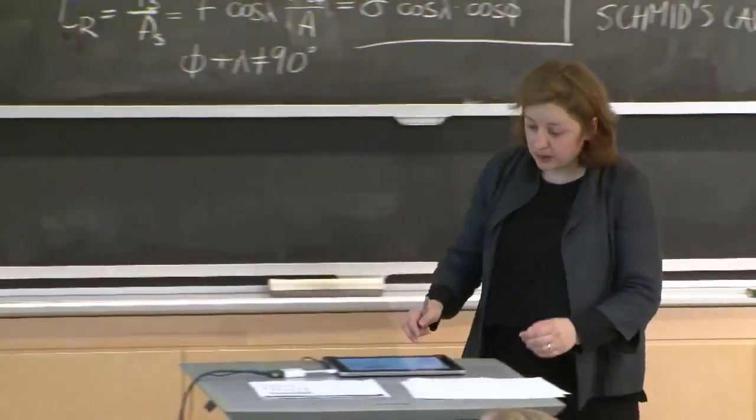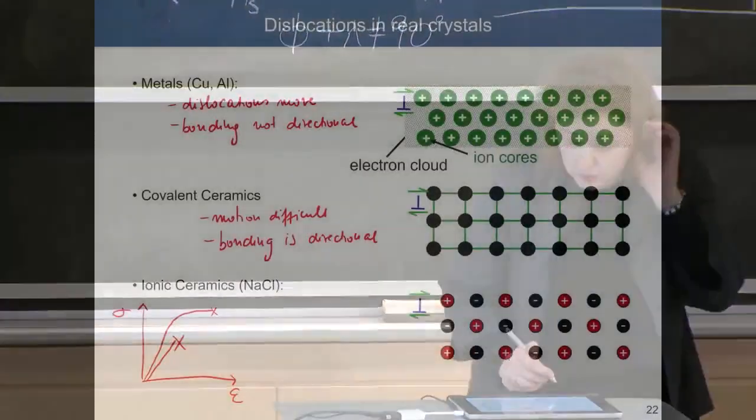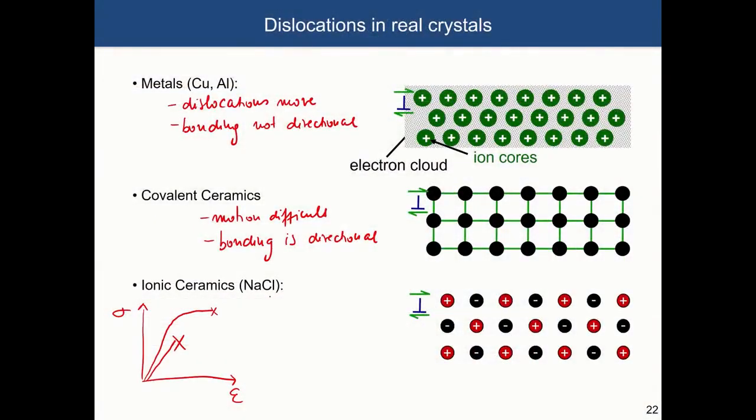Finally, the ionic crystals, in addition to directional bonding, also have charge effects. So, for example, for dislocations to move, you also have to account for the fact that there are different ions here and that you have to overcome a potential barrier that is simply due to Coulombic types of interactions. And in these materials, dislocations cannot move even further.